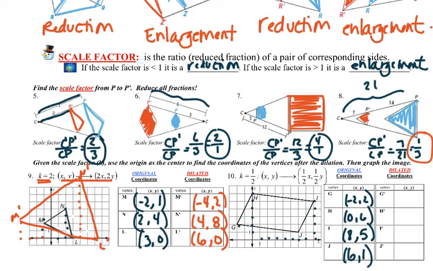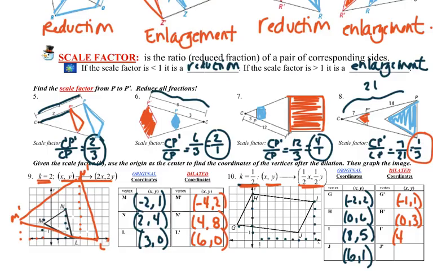Taking each ordered pair, I'm going to follow what that tells me. It says K is a half. So every ordered pair, it wants me to cut each value in half. So (-2, 2) becomes (-1, 1). (0, 6) becomes (0, 3). Now when you cut things in half, it might be a decimal. (8, 5) becomes (4, 2.5). And then (6, 1) would be (3, 0.5).